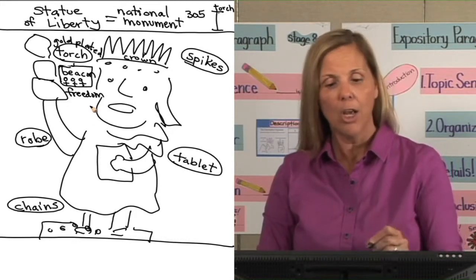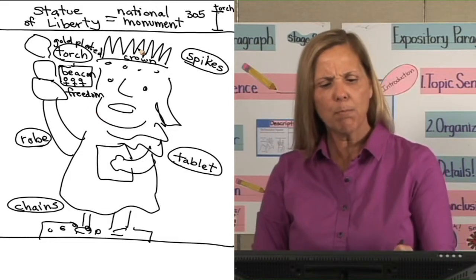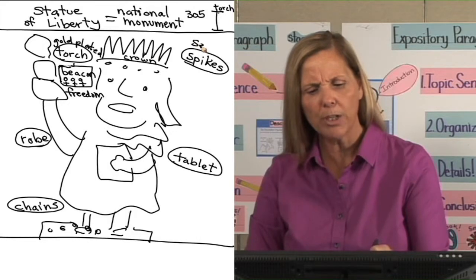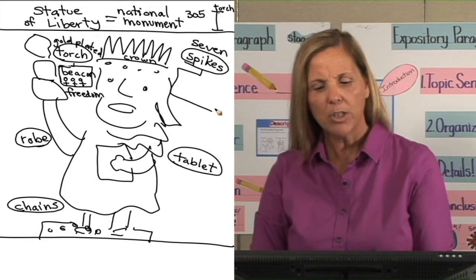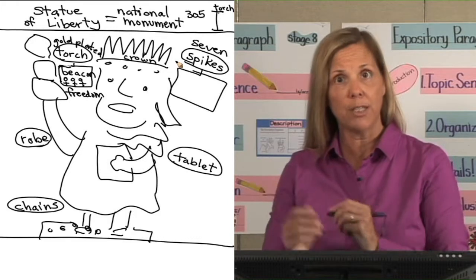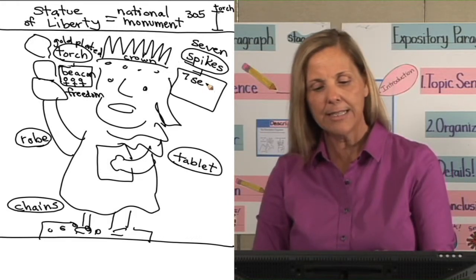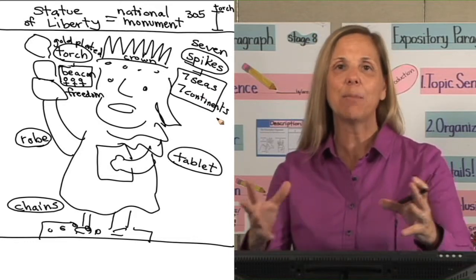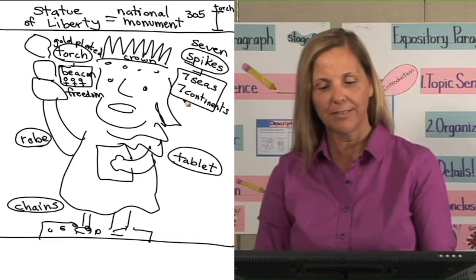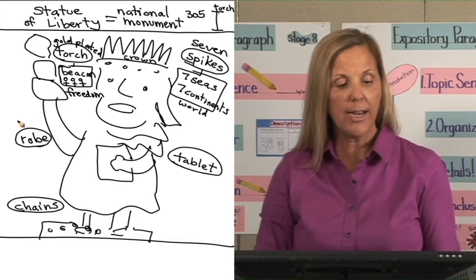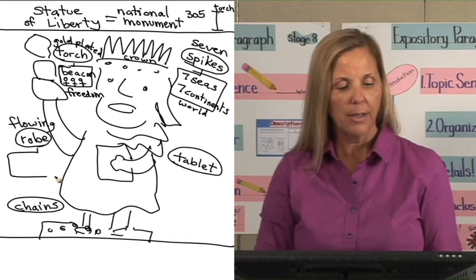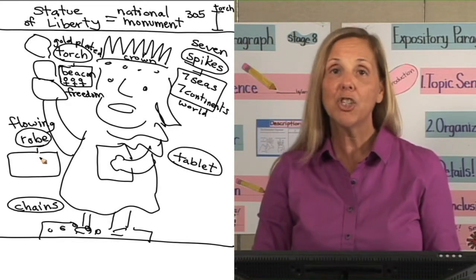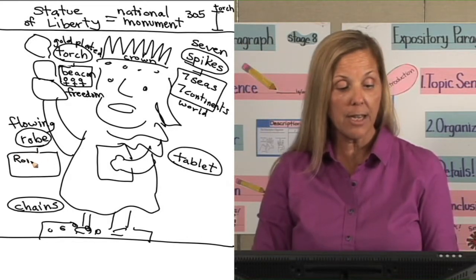Let's jump to spikes. What kind of spikes? Well, it's important that they know that there's 7 of them. So we're going to put 7 spikes. Once we do that, what's the function of the spikes? They represent the 7 seas and the 7 continents, meaning that there should be freedom throughout the world. Let's go to the robe. What kind of robe? A flowing robe. Let's put our function. Why is she wearing a flowing robe? Because she is supposed to be the Roman goddess of freedom.